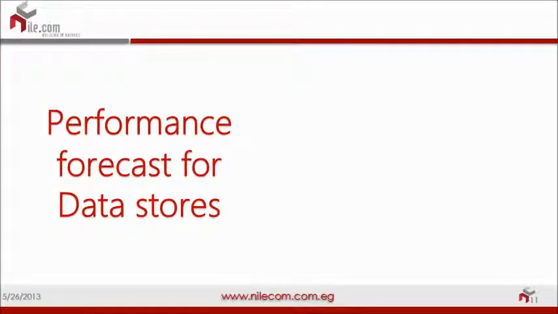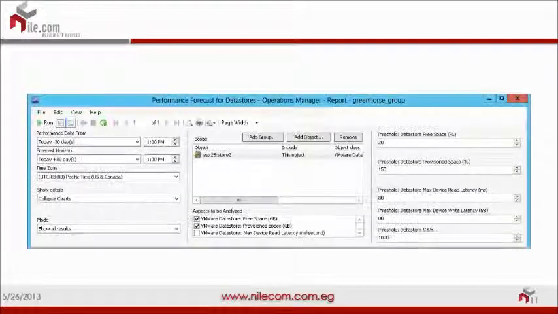The second report that we're going to see is the performance forecast for datastores. In this report, we're going to predefine the datastore that we're going to run this report on, and specify the threshold for free space as 20%, data provisioned space as 150%, and the read latency is 80%, and the write latency is 80%, and the total IOPS for this datastore should not exceed 1000 IOPS.